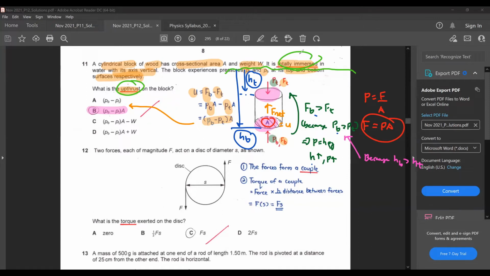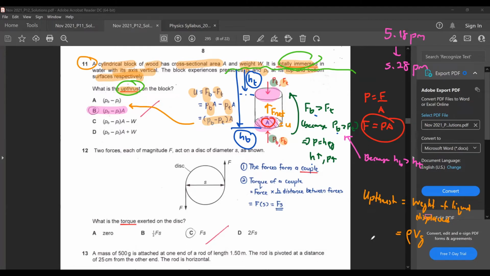Okay, so that should be it. About question 11, the one that we just did before this. Now, you may be wondering, isn't upthrust supposed to be weight of liquid displaced, which is in turn rho Vg? How is it?